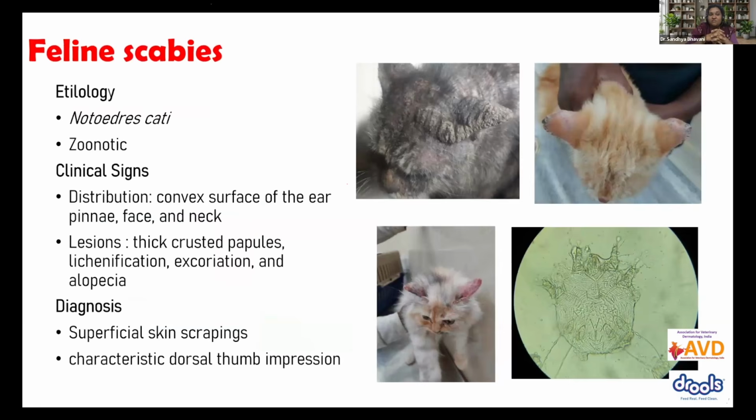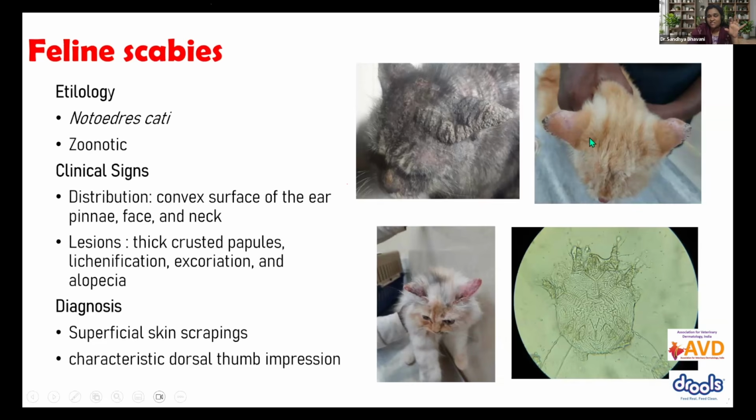The next one is feline scabies. Feline scabies is caused by Notoedres cati. This is also zoonotic, and humans can have itching in the hand. They can have black spot-like lesions on the hand. The clinical sign is mainly on the ear margin, and sometimes on the face also. You can see a very thick crust can be present, scales can be present there, and there is an intense pruritus. The classical sign of a scabies animal, cat or dog, is an intense pruritus with crusty lesions.